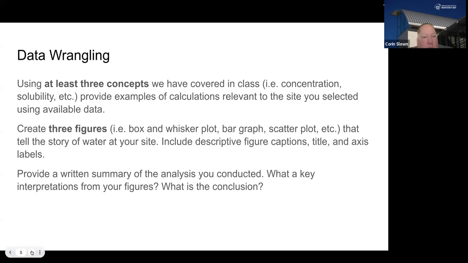Then you're going to create 3 figures. So it could be a box and whisker plot or a bar graph or a scatter plot that tells the story of the water at your site. So it's going to be important to include your descriptive figure captions, the title, the axis labels. And then the goal is to provide a short written summary of the analysis that you conducted. What's the key interpretation from your figures? What's the conclusion or the big takeaway?